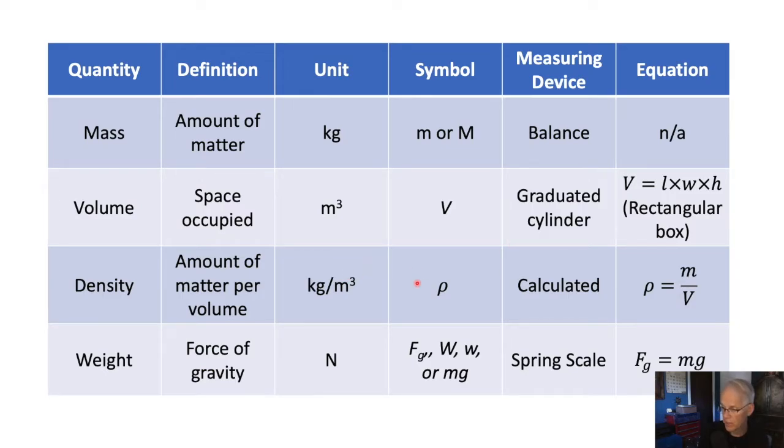We'll use the lowercase Greek letter rho for that. And we will have to use a balance and graduated cylinder for that. So that is something that we'll really be calculating. And of course, our equation is rho for density, and it's defined as the mass per unit volume. Again, you might see mass as a capital M.